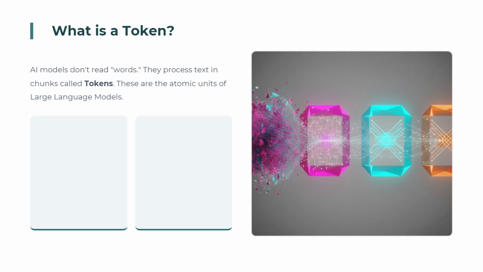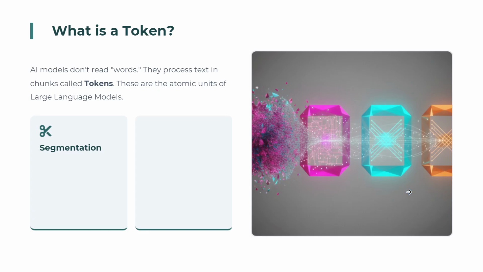Computers don't read words the way we do. They process text in chunks. Think of tokens as the syllables of the AI world. One token is about 4 characters or roughly 3/4 of a word.